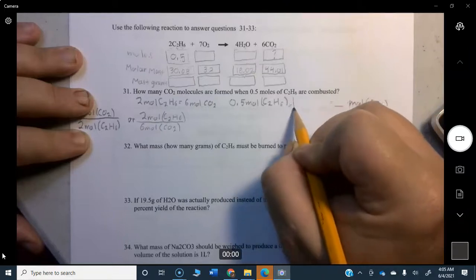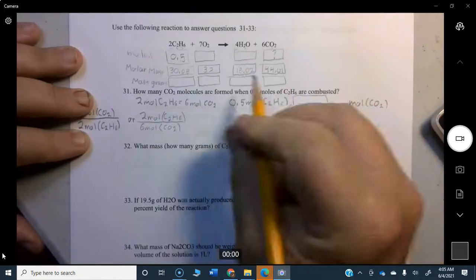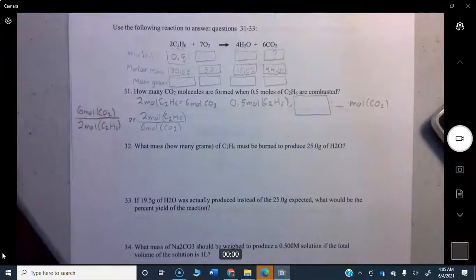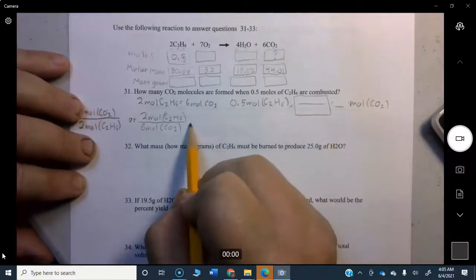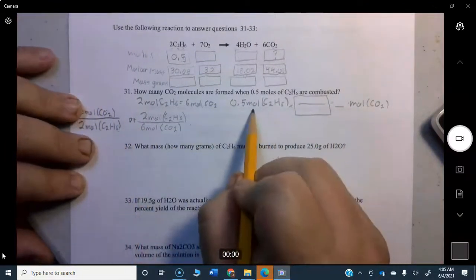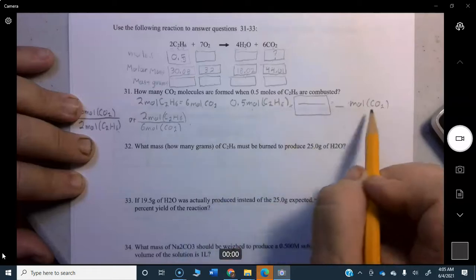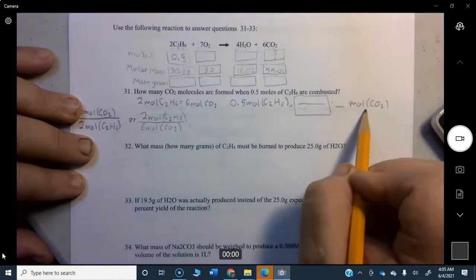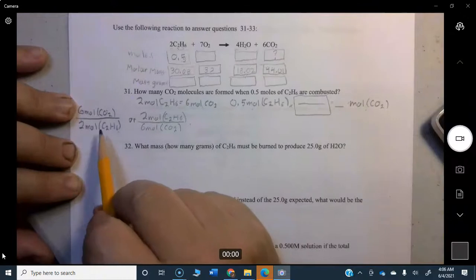So we only need 1 box, okay? It's a 1 conversion problem from here to here, jumping over to there. Okay, so which one of these 2 do you put there? Well, you need moles of C2H6 to cancel, and you need moles of CO2 to appear in the final answer on top. So it's going to be this one over here.